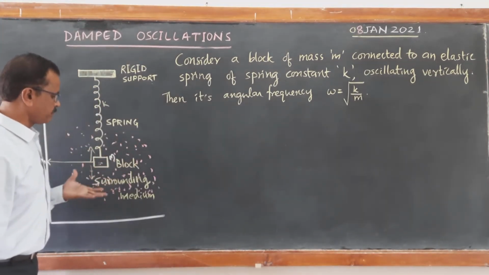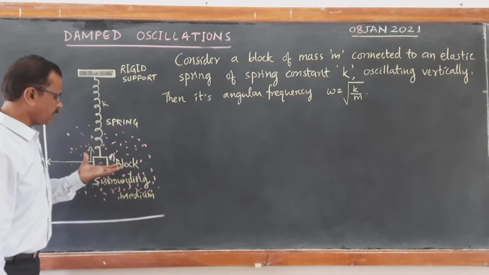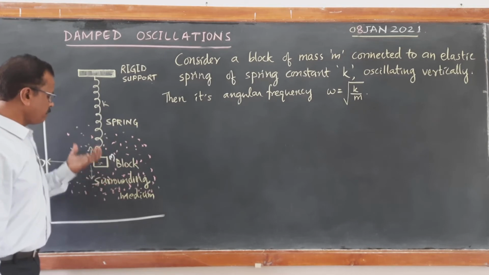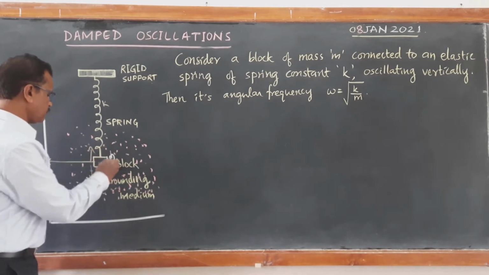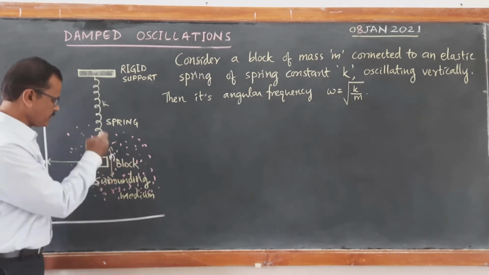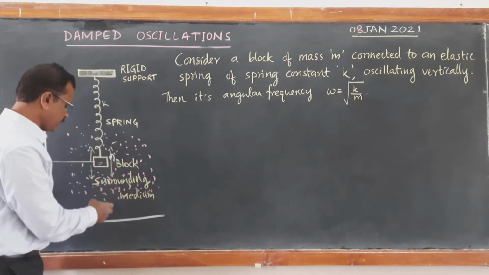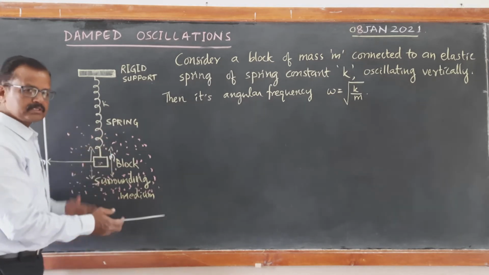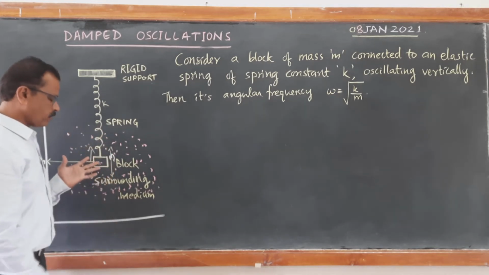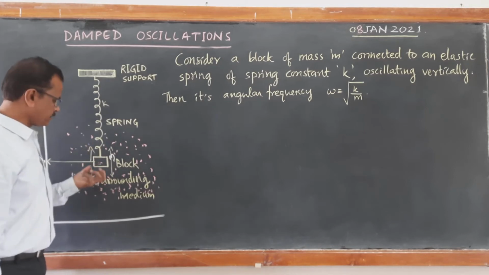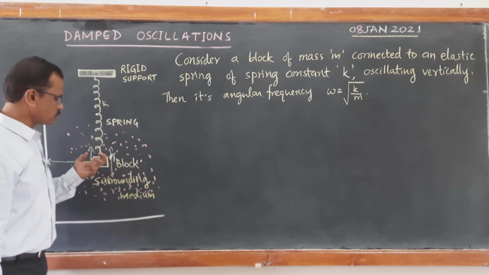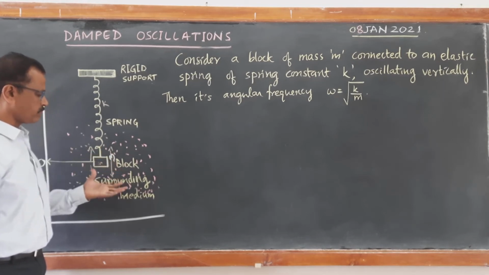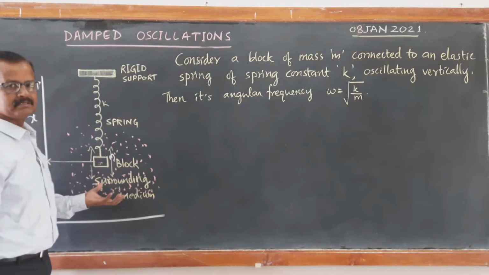This block is surrounded by air. As a result, the air exerts a viscous drag on the motion of this mass moving up and down. When it is moving down, it opposes the downward motion. When the block is moving up, it opposes the upward motion. So in whatever way the block is moving, the motion of this oscillating block is opposed by the viscosity of this medium.